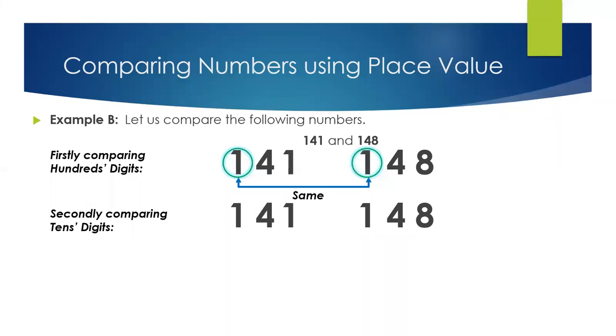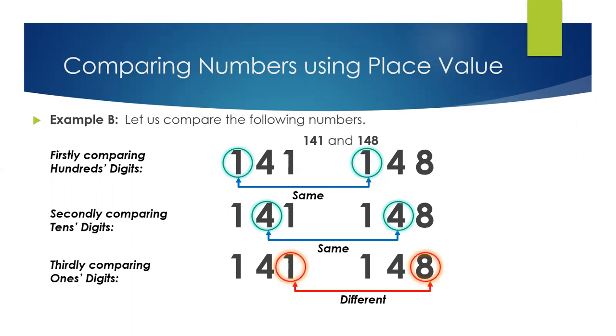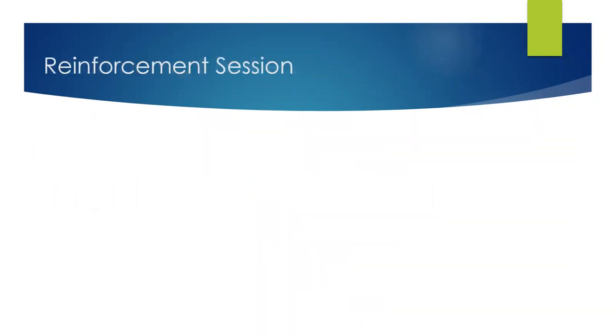Now we will compare the second digit, which is second in place value. Here we compare the tens digits and it is 4 and there it's also 4. They are again the same. Now move towards the third digit, which is of the least place value, the ones digit. In 141 it is 1 and in 148 it is 8. So certainly they are different. As 1 is smaller than 8, we can say that 141 is smaller than 148. So this was all for comparing numbers.